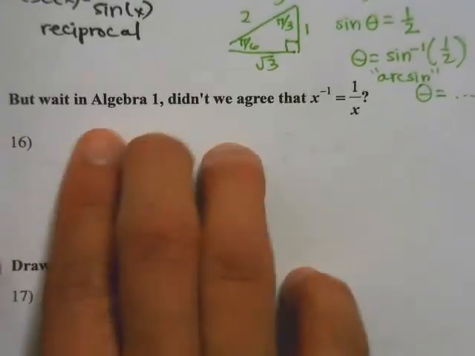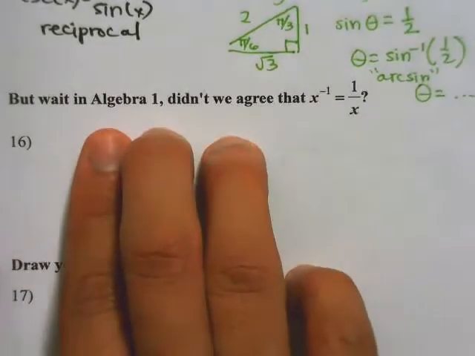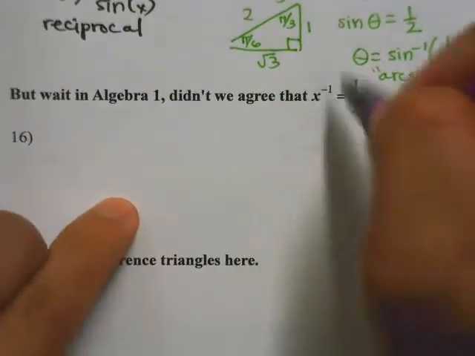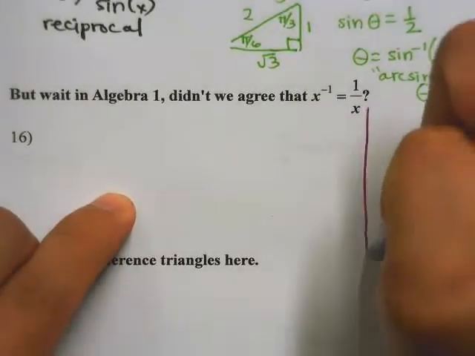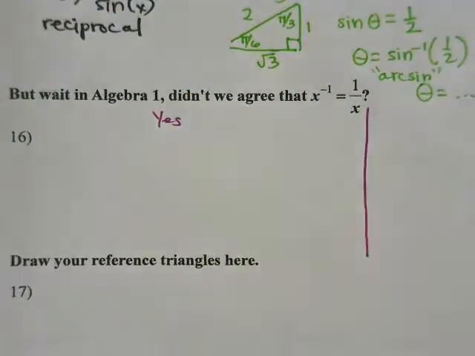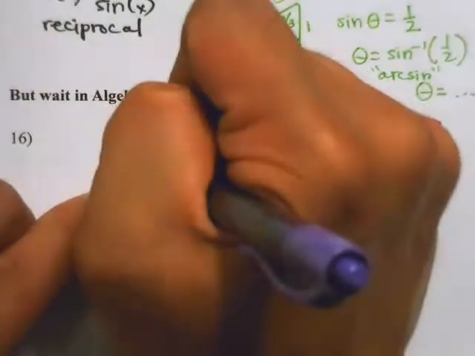All right. But wait, in algebra 1, didn't we agree that x to the negative 1 is equal to 1 over x? I'm going to give you 2 answers. It's going to be yes, and it's going to be no. It's going to be yes for variables only.